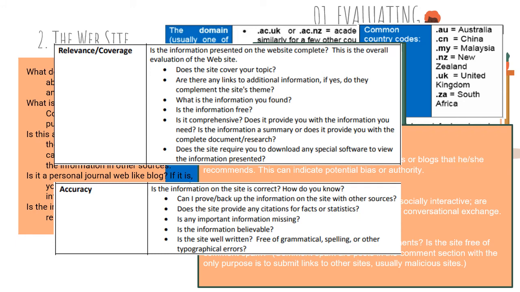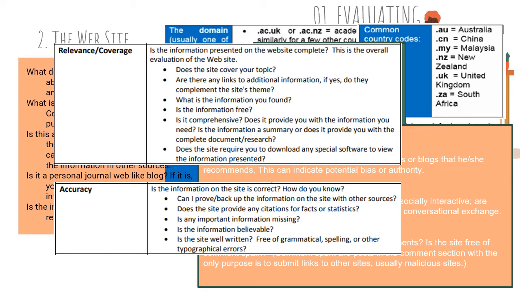So for accuracy, you need to dig into the information on the site. Is it correct? And how do you know? You can ask yourself this question: can I prove or back up the information on the site with other sources? Does the site provide any citation for facts, or maybe statistics? Is any important information missing? Is the information believable?